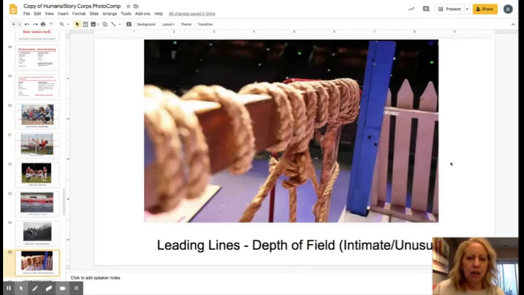Here's also an intimate or unusual shot just because it's not about a person, it's about more details. Depth of field is when the back area, the background of the picture, is blurred. Portrait mode in phones, now that's what those do. It blurs out the background and puts some part of the photo in focus, and the leading lines of the post there draw your eye to the back of the photograph.